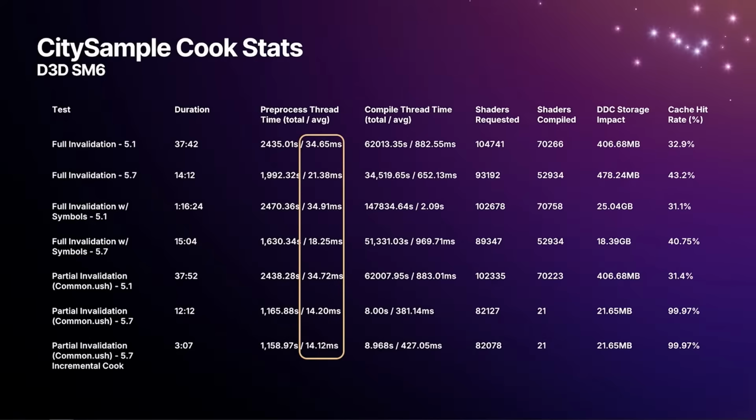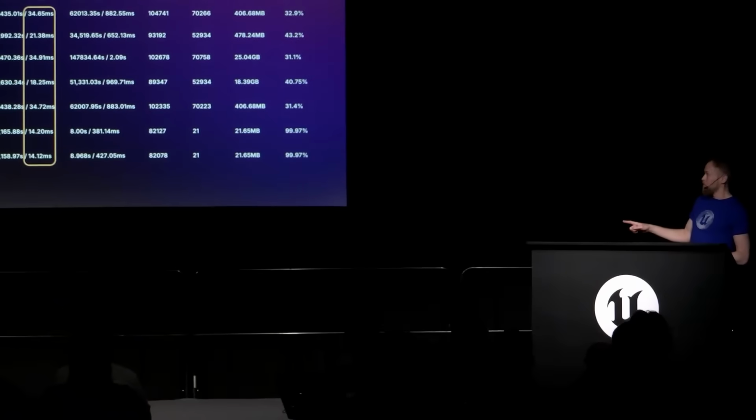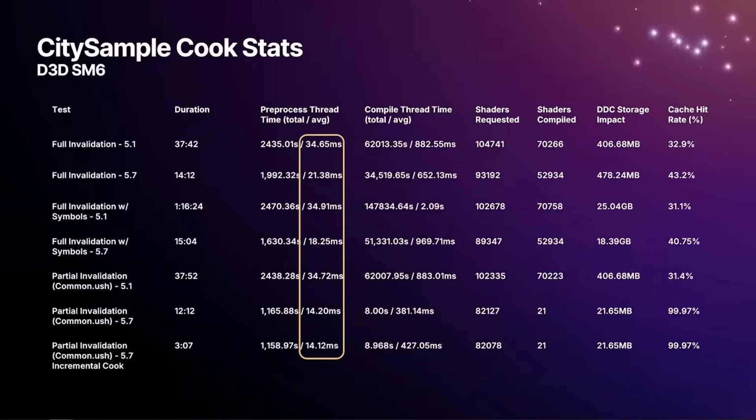There was one note here in that now we pre-process every shader, not just the ones that actually make it to the compiler. So the averages are calculated based on the higher of those 2 numbers, the requested number rather than the compiled number on 5.7 versus 5.1. So we pre-process more, but it costs less. So it's still good.